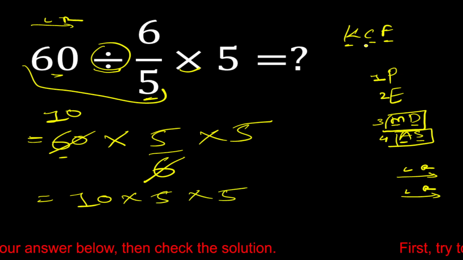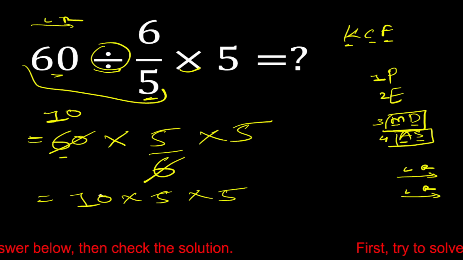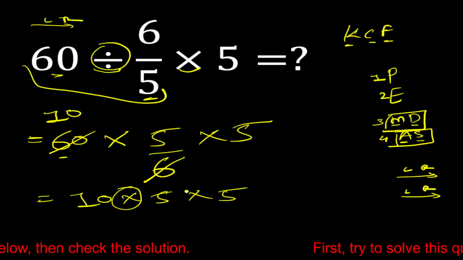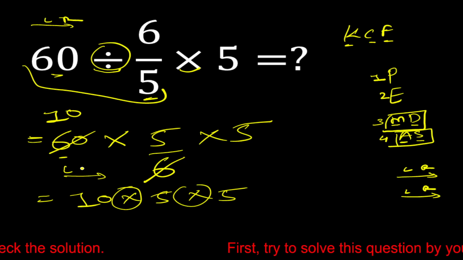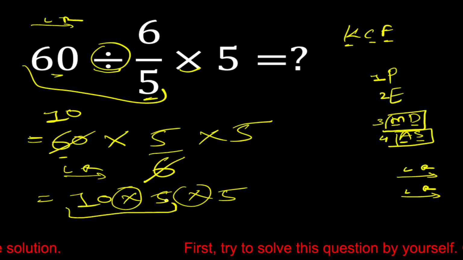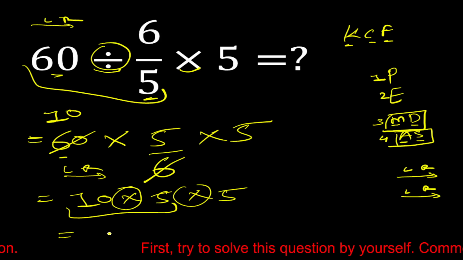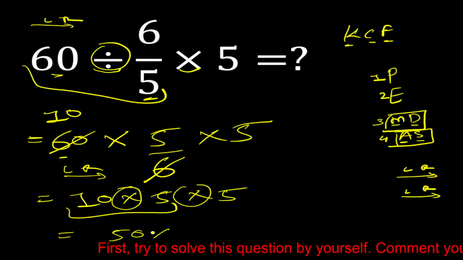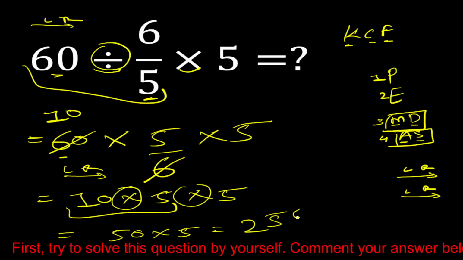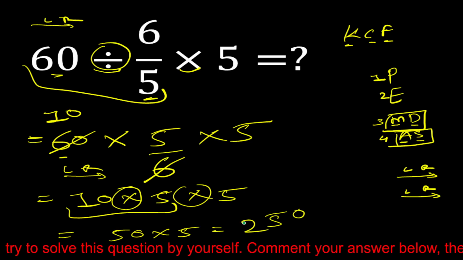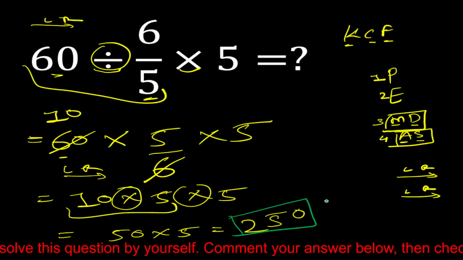Okay, now here is multiplication and here is multiplication, both have equal priority, so we have to solve from left to right. So first we have to solve this part. So 10 multiply 5 is equal to 50. Now 50 multiply 5 is equal to 250. Okay, so the correct answer is 250.